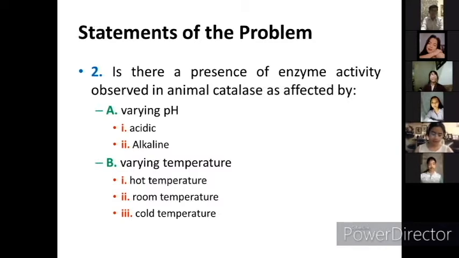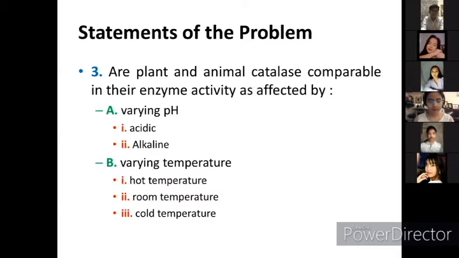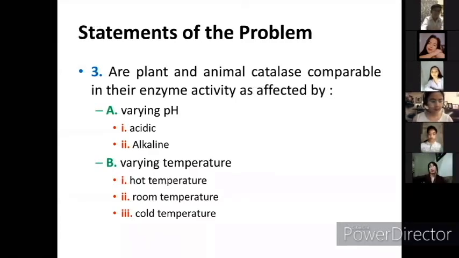So, the number 2 statement of the problem in this study is, we focus on the animal catalase, the same as enzymatic activity as affected by varying pH and varying temperature. And the last SOP is, next please. Since we are dealing with comparative analysis of plant and animal catalase, for statement number 3, we are to compare the plant and animal catalase in their enzymatic activity as affected by the same factors, pH, acidic and alkaline, and varying temperature, hot, room, and cold temperature. Thank you.